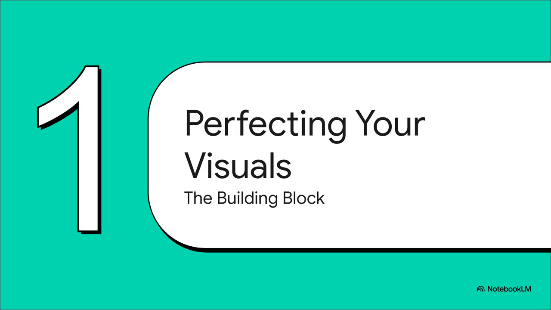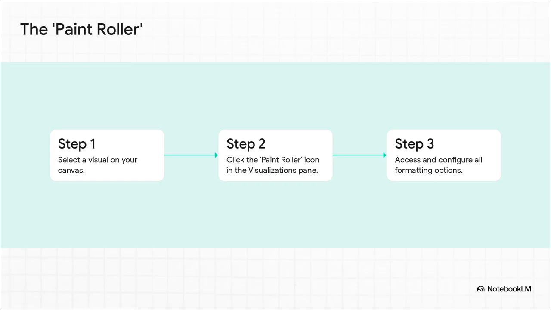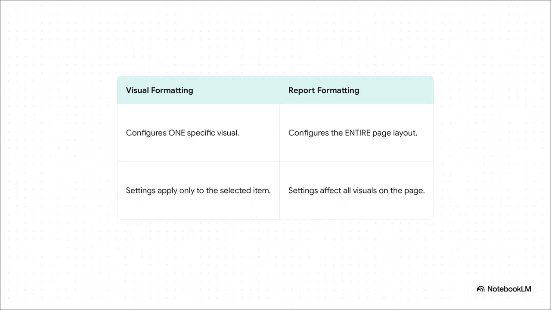Before we can even think about telling a story, we've got to make sure these fundamental building blocks are absolutely perfect. Okay, your best friend for customization is going to be this little paint roller icon over in the visualizations pane. The workflow couldn't be simpler, but it's super powerful. You just select your visual, click that roller, and bam, you've unlocked this whole suite of formatting tools to get it looking just right.